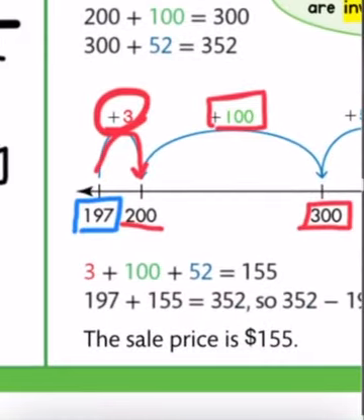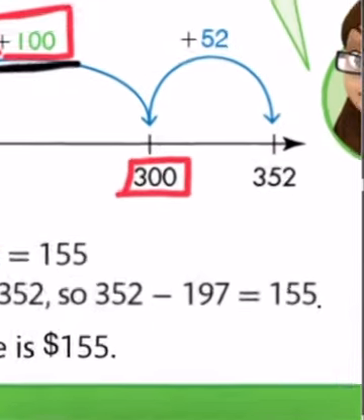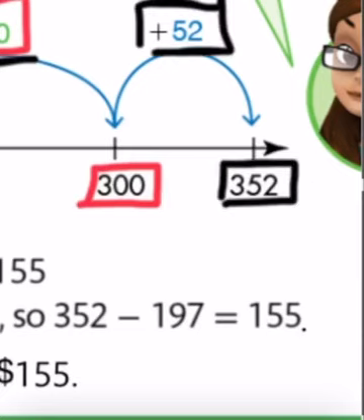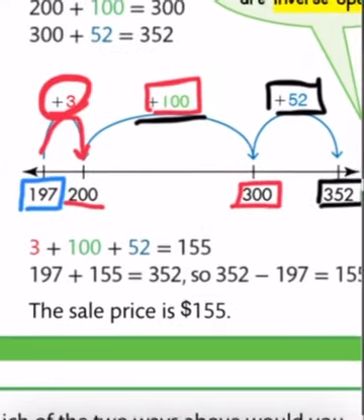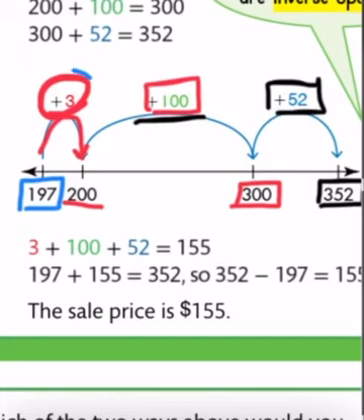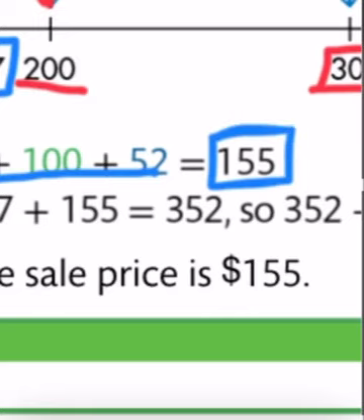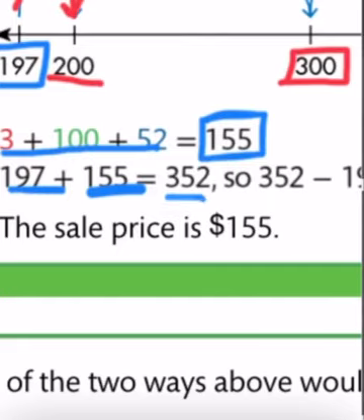So we did 197 plus 3 to get to 200. Then we were able to easily get to 300 by adding 100 more. And now we can get to 352 by adding 52. And 52 is where we had to stop. Now we have to just simply look at the numbers that we added. We had 3, 100, and 52. We add those three numbers together, as we see right here, and they equal 155. So 197 plus 155 equals 352.